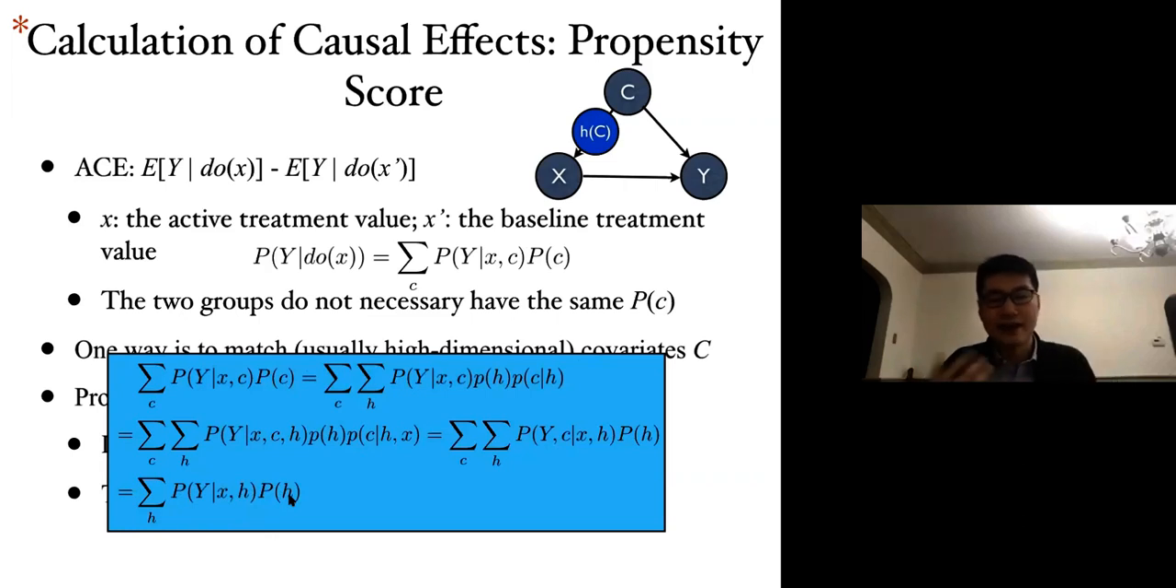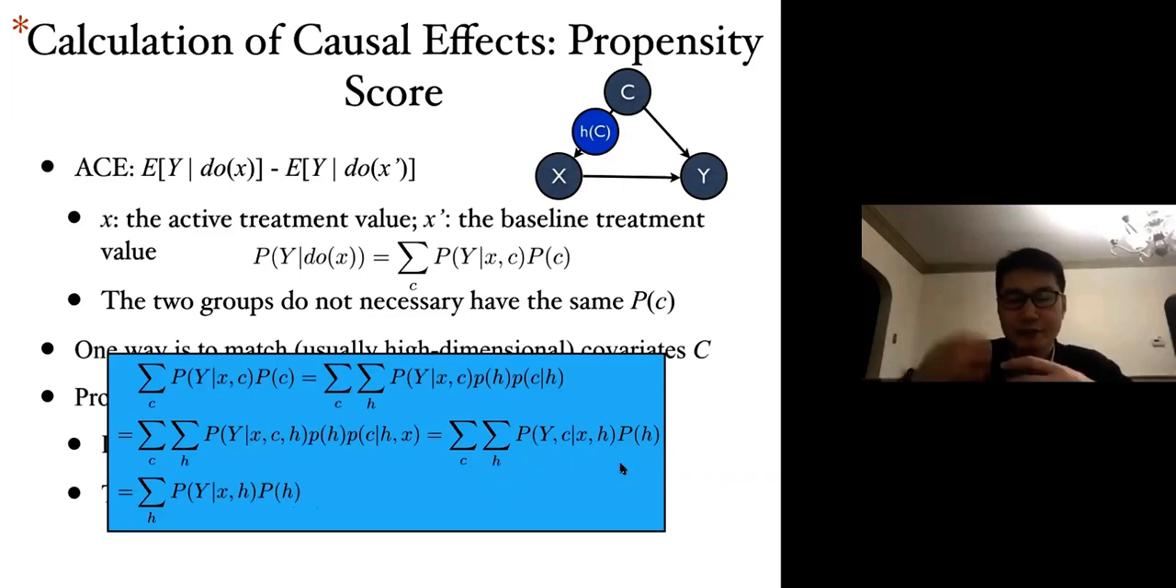Compared to C, H is much simpler because no matter how high dimensional C is, H is just a single scalar variable. It's a function of C, but it's just a scalar variable. It captures all the relevant information in C relative to X, the random variable. Now this is much simpler. So this is why the propensity score has a lot of applications in identification of causal effects.